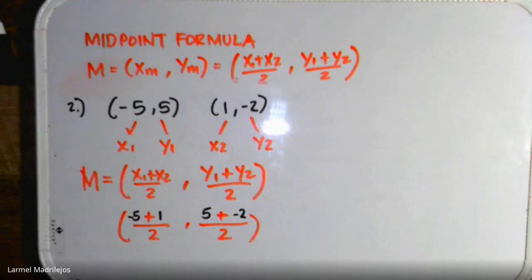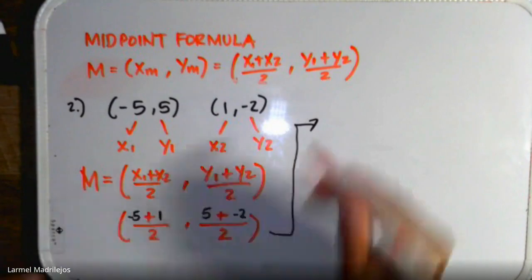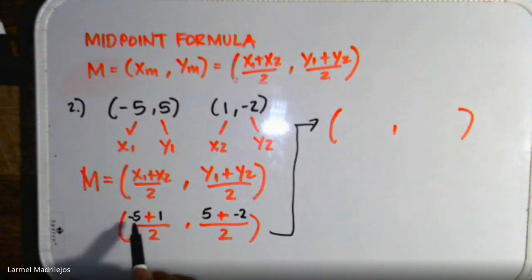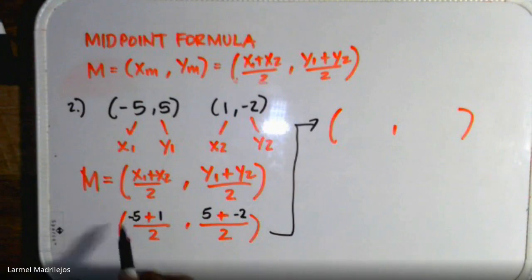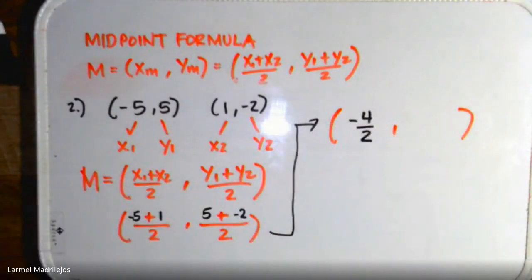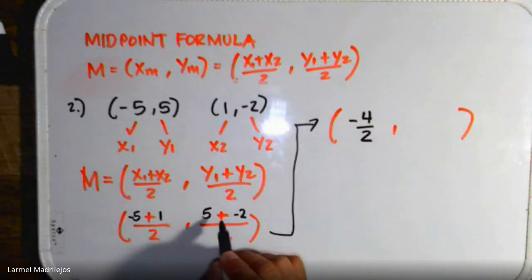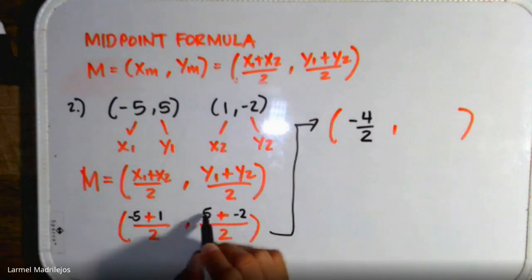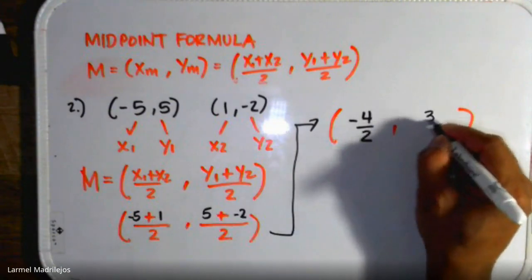Let me solve it here. So negative 5 plus 1, so we're going to subtract, but we use the sign of the larger number. Larger number is 5, the sign is negative, it's going to be negative 4 over 2. 5 plus negative 2, so positive times a negative is a negative, so this is going to be 5 minus 2, it's going to be 3 over 2.